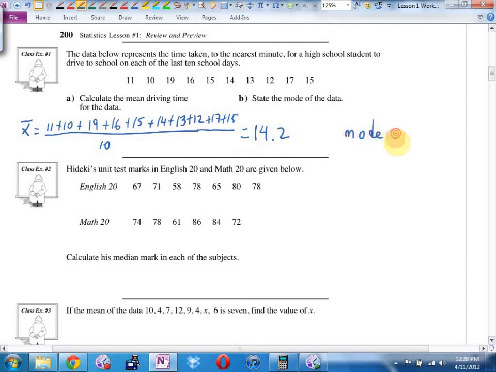What's the mode? Which one appears the most often? Come on, which one appears the most often? Yeah, 15. The fact that both of these are close suggests to me that they're both fairly accurate values, that there are no outliers skewing the data around like crazy.